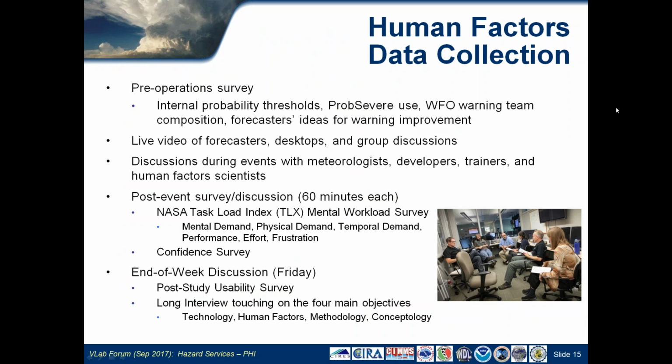As I said, human factors did some data collection. We did a pre-operation survey and one of the things that we asked the forecasters was what their internal probability thresholds were for issuing warnings, so we can get an idea if they're issuing on 50-50 or 20%, something in their head, and if their thresholds vary by population density. We're also getting some feedback information pre-experiment on their use of ProbSevere and the warning team composition, and even some of their ideas for warning improvement before they see anything with FACETs and PHI.